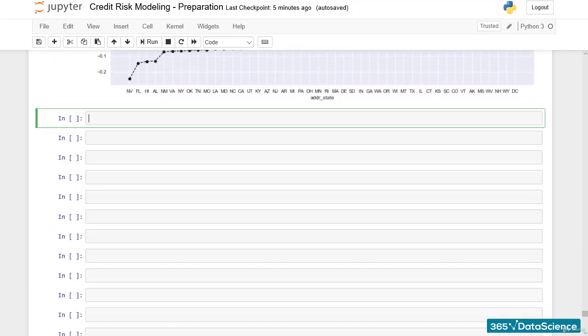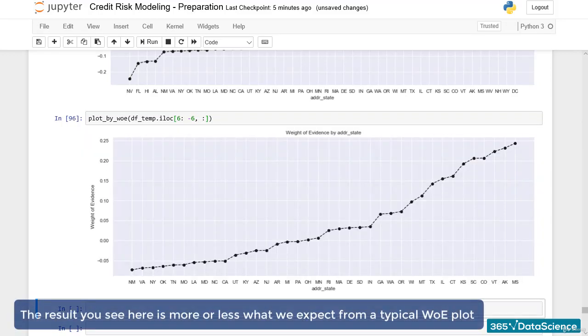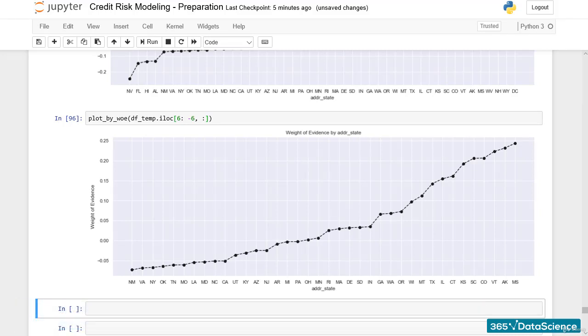Now, let's take a look at the remaining 38 states. To get a better perspective, let's plot only the remaining states, so from rows 6 to -6. The result you see here is more or less what we expect from a typical weight of evidence plot. Let's try to create the categories.